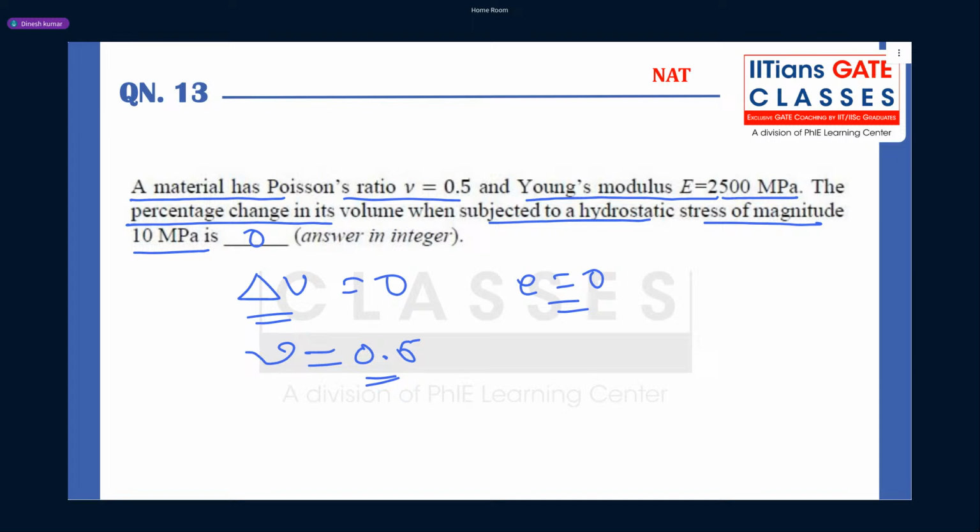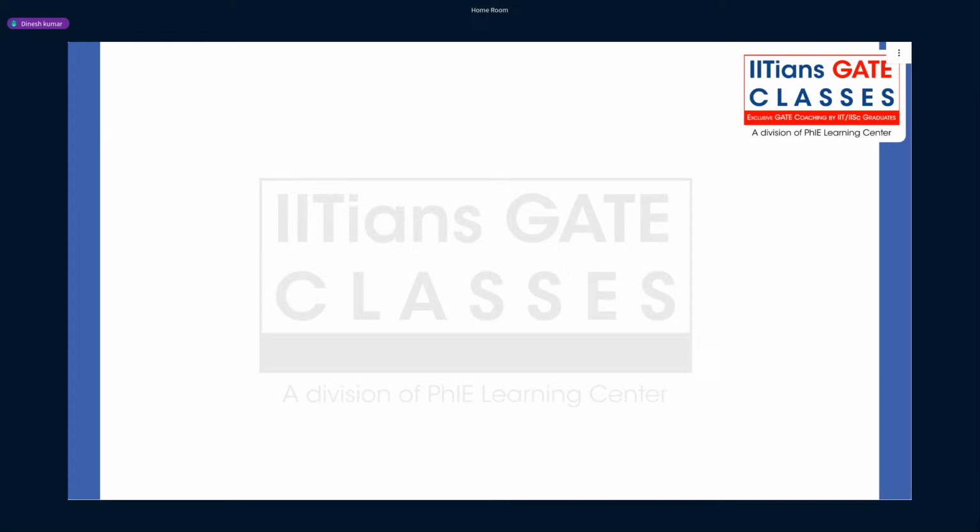How is it 0? Because we know the bulk modulus K is E upon 3 into 1 minus 2 nu. When nu is 0.5, K will become infinity. So you can directly answer it as 0. Next question.